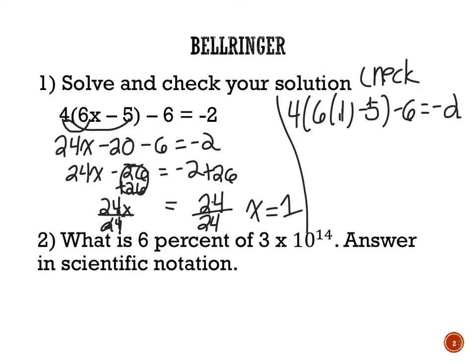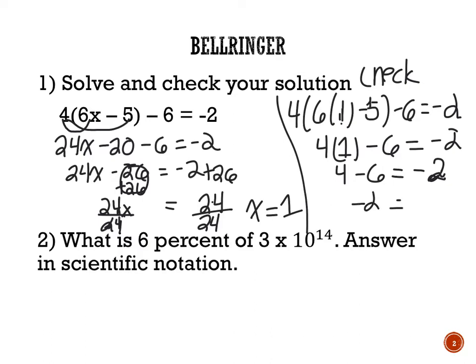I'm going to do my parentheses first. 6 times 1 is 6. 6 minus 5 is 1. So I got 4 times 1 minus 6 equals negative 2. 4 times 1 is 4. 4 minus 6 equals negative 2, which equals negative 2. My answer checks out. So x equals 1.